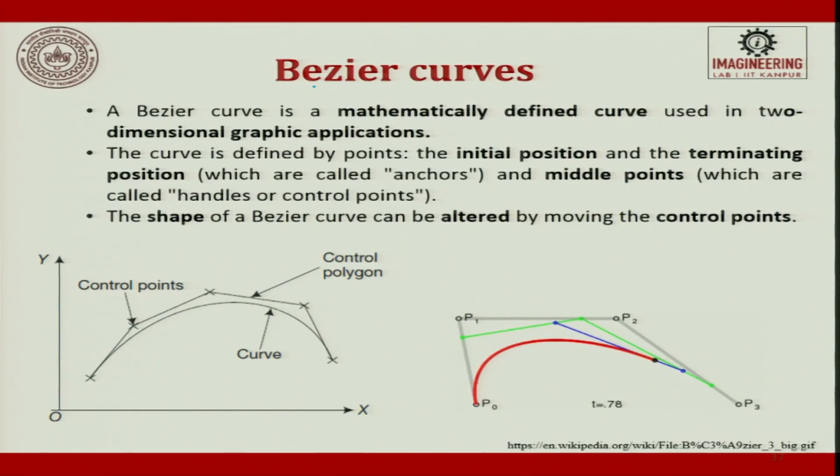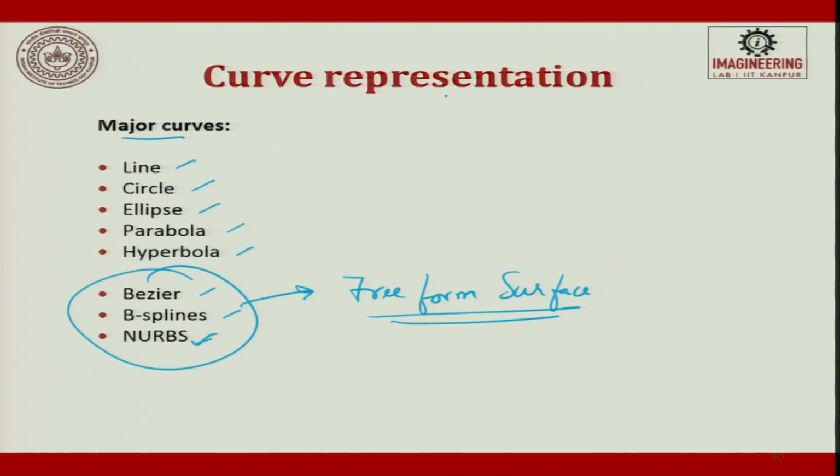Now let us continue our discussion on free-form curved surfaces. If you go back and remember, we were looking at major curves. So, it was line, circle, ellipse, parabola, hyperbola. All these gave us the freedom of easily representing them in parametric form.